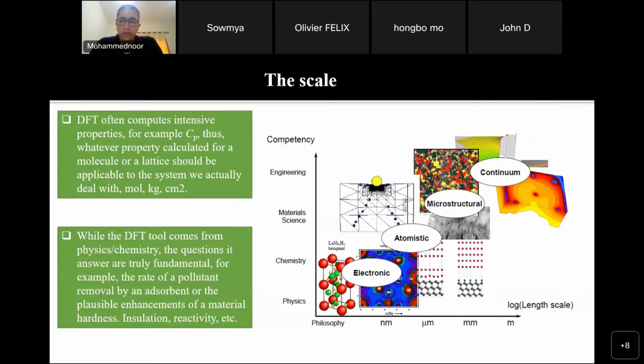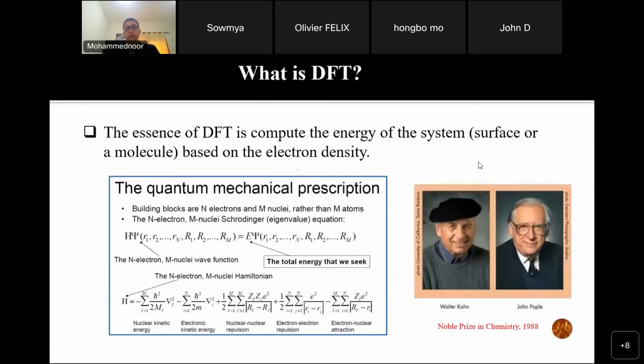While the tools in DFT come from physics or chemistry, the questions that we try to answer are truly fundamental. For example, what is the rate of formation of pollutants, or how to enhance the absorption of pollutants, and so on. So there is a wide spectrum of applications. Those are the two scientists who got the Nobel Prize in 1988 who developed the DFT that we know today.